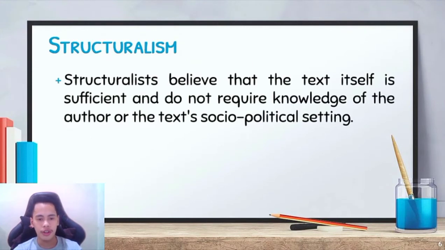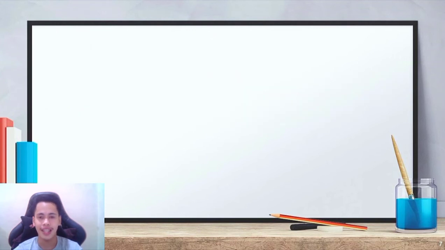Critique based on structuralist principles undermines the historical, political, and socio-political context of the text. This is purely reading of the text for the purpose of appreciating the work as timeless. Structuralists believe that the text itself is sufficient and do not require knowledge of the author or the text's socio-political setting. And lastly, we have New Historicism.